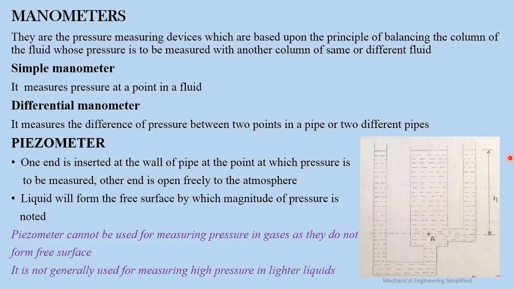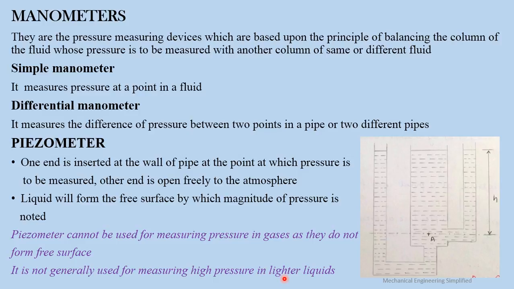So this is basically the concept behind this statement, that it is not generally used for measuring high pressure in lighter liquids, because lighter liquids will have very less density. If the pressure is less, then you can use it, but if the pressure is high and the density is less, that means the height of the liquid column will be very much, and that makes the device very infeasible to use.